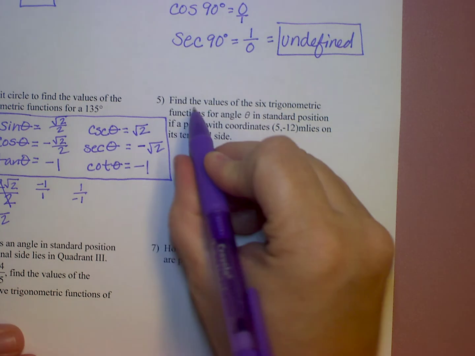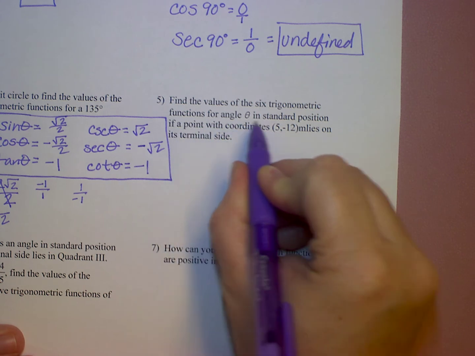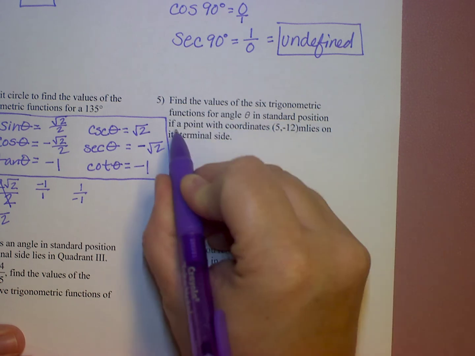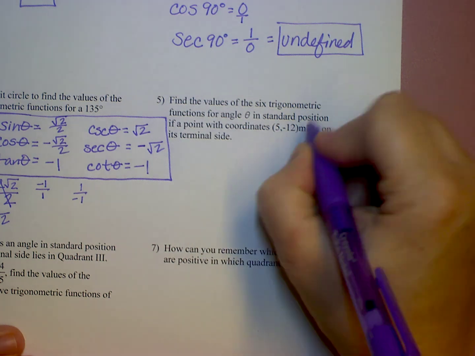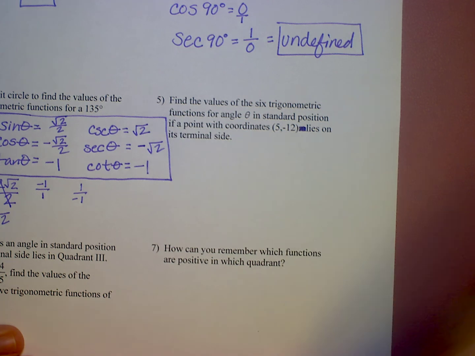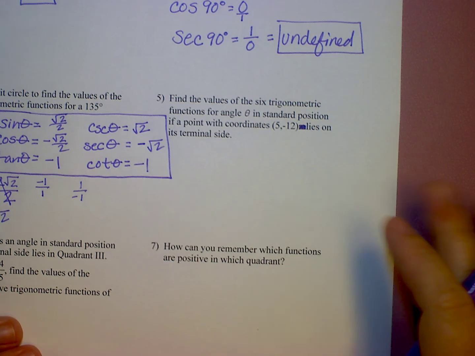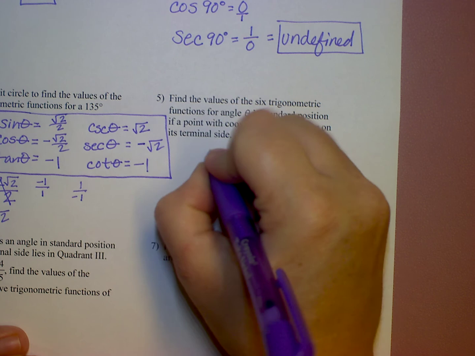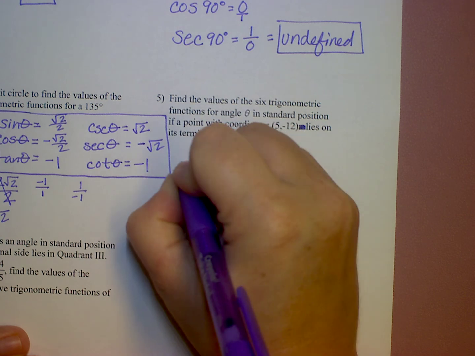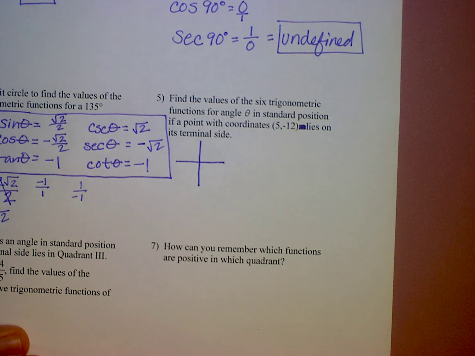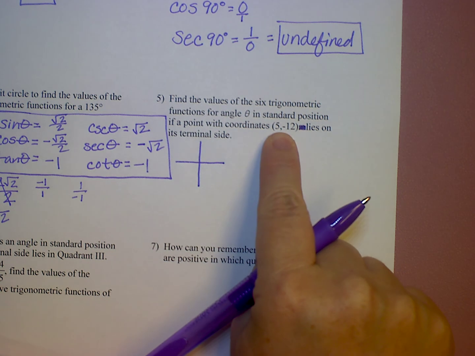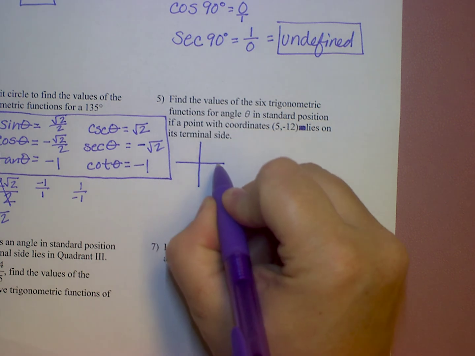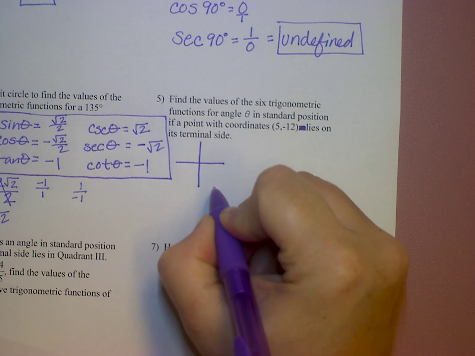Find the values of the 6 trig functions for angle theta in standard position if a point with coordinates 5, -12, typo, ignore that M, lies on its terminal side. Okay, so let me think about this for a minute. So I have my axes, right? What quadrant is the point 5, -12 in? 5, -12 is going to be in quadrant 4, isn't it?